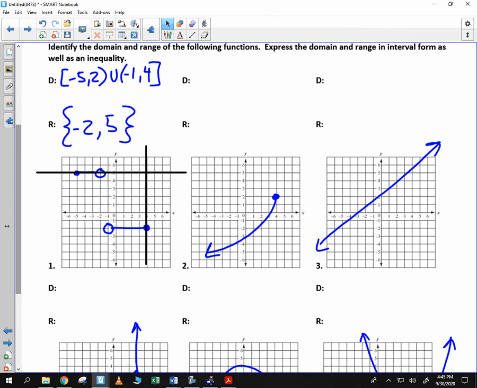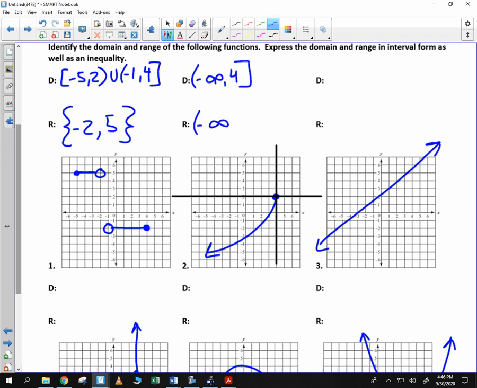Over here, domain. You can see that the graph is going to eventually go over here and go here and go here and go here and go here all the way till 4. So the domain is going to go from negative infinity to positive 4. The range, eventually the graph will come on down here. You can see it's got that arrow. It's pointing that way. And it goes all the way up until I get to 2. So the range will be from negative infinity to positive 2.